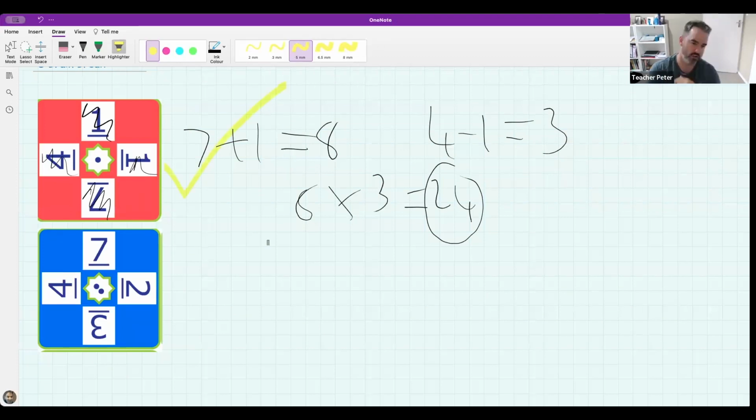Can anyone do the blue card? Can anyone make 24 using the blue card? The blue ones, how would I make? I'll just give you a minute and then we must go back to our lesson. But it's always good to let your brain go and do something other than the work. And then when you come back, you feel refreshed. What about 3 plus 2 is 5. No, no, no. 4 minus 2 is 2.